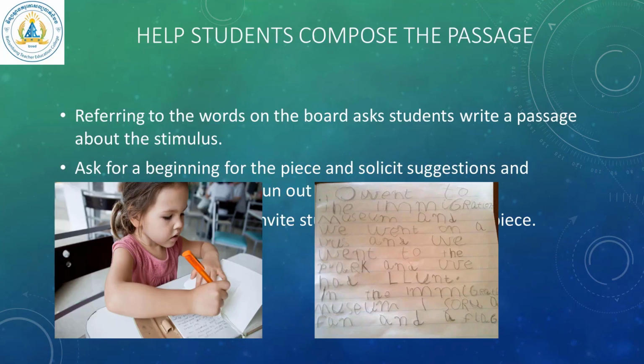Students compose the passage. Referring to the words on the board, ask students to write a passage about the stimulus. Ask for a beginning for the piece, solicit suggestions, and continue until students run out of ideas. Request an ending and invite students to illustrate the piece.